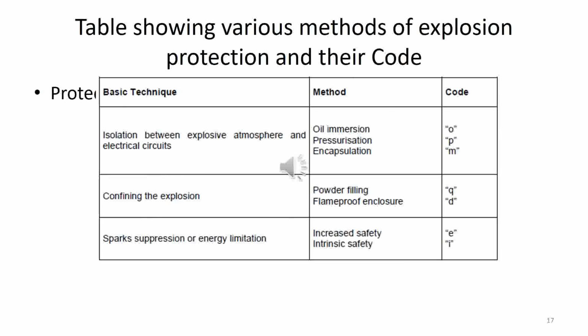A table showing various methods of explosion protection and their code. P is pressurization. D is flameproof or explosion-proof enclosure. I is intrinsic safety, and we see also E, increased safety.